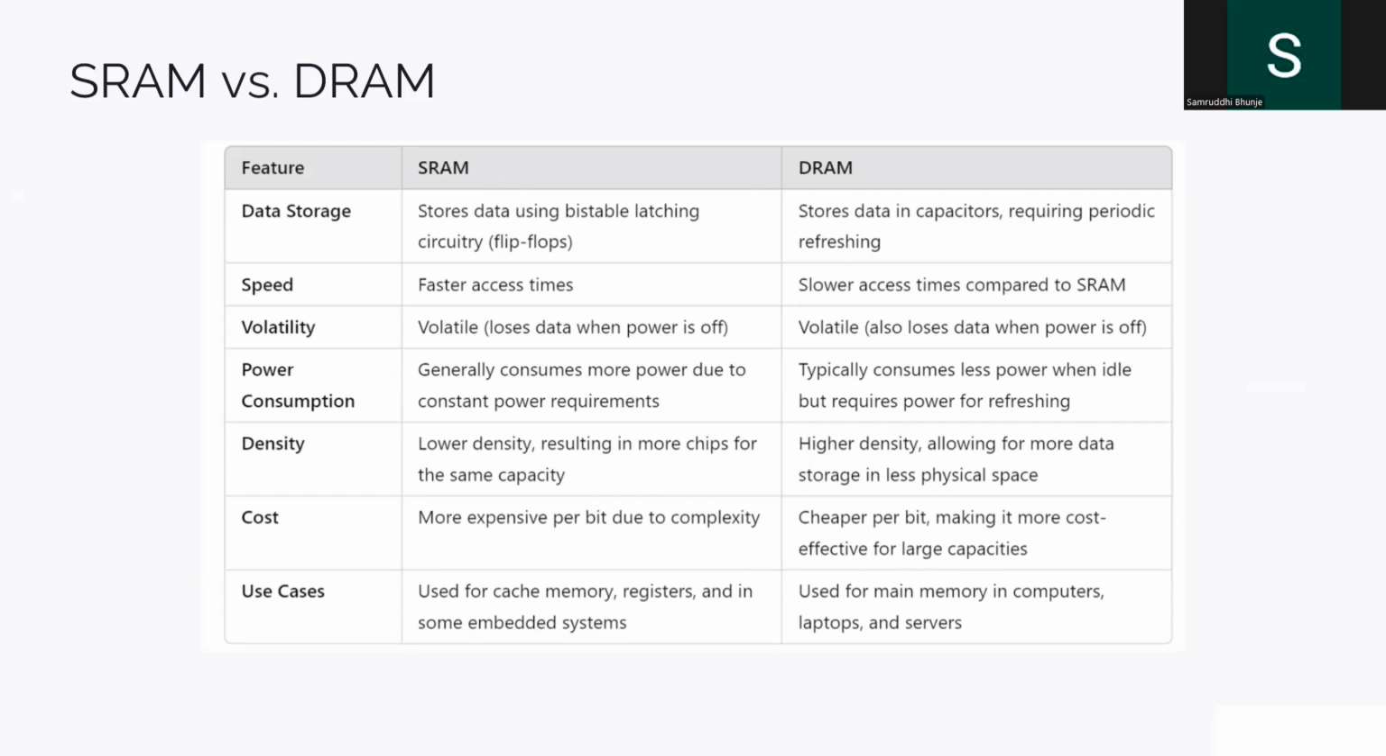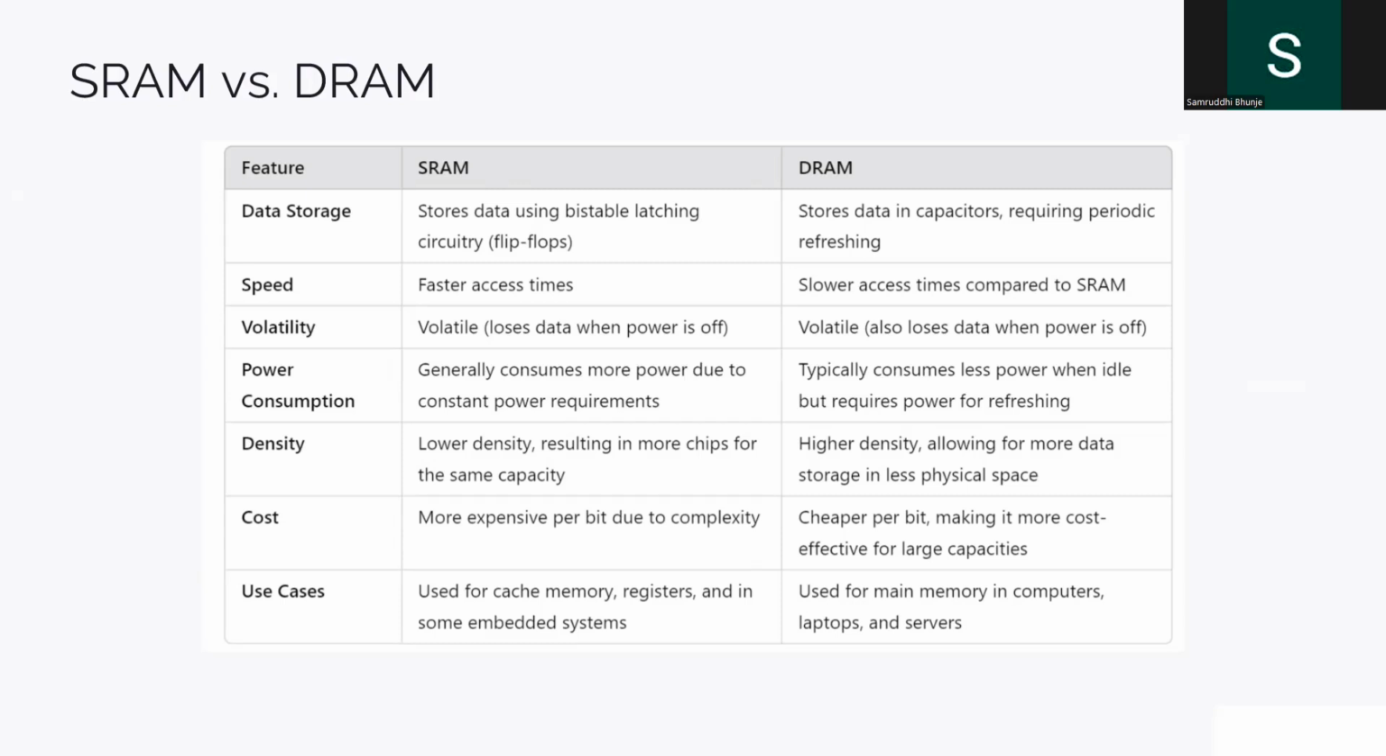Now volatility: SRAM is a volatile memory, DRAM is also a volatile memory. Power consumption: SRAM consumes more power and DRAM consumes less power as compared to SRAM. Cost: SRAM is more expensive and DRAM is cheaper. Now why is SRAM more expensive and DRAM cheaper? In SRAM, 6 transistors are used per bit for 1 bit of data storage, and in DRAM, one transistor and one capacitor are used for 1 bit of storage.